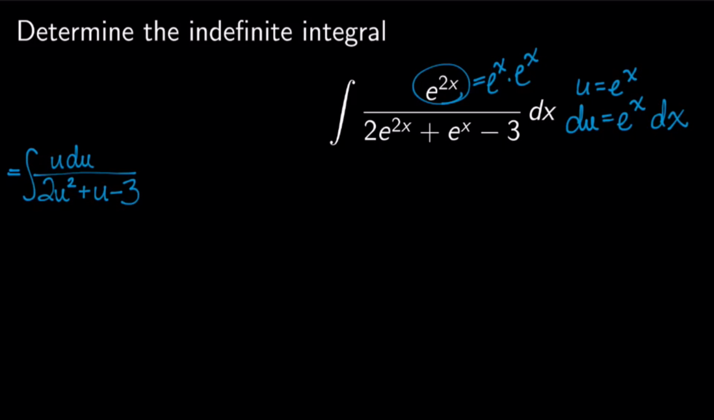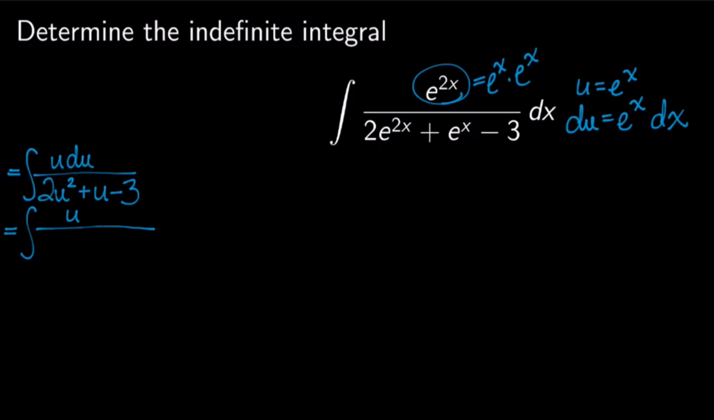So after making that substitution, I'm going to have the integral of u du on top, right, because I had the e to the 2x and the dx. That's where that went. And on the bottom, I have 2u squared plus u minus 3. And I have a du on there, no problem.